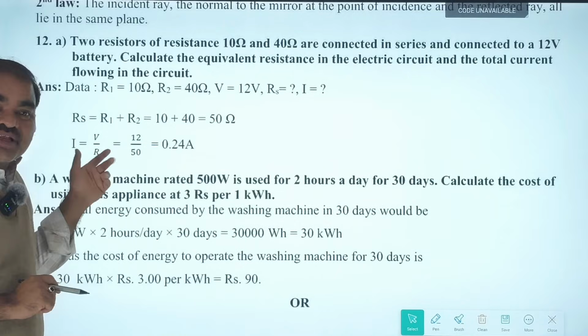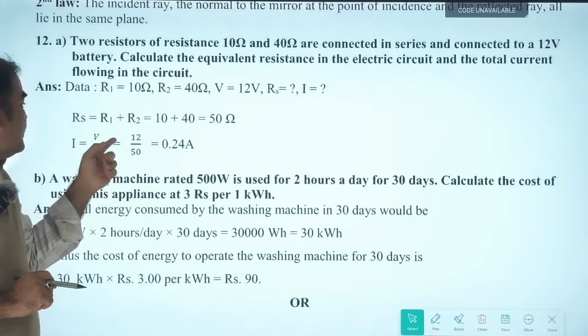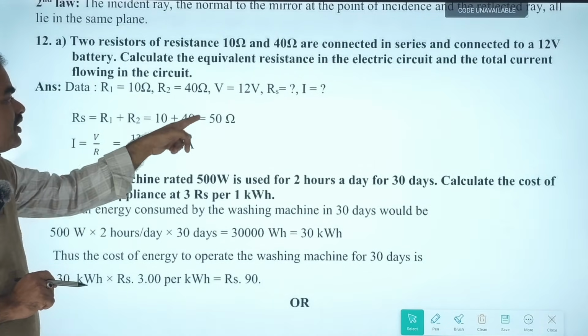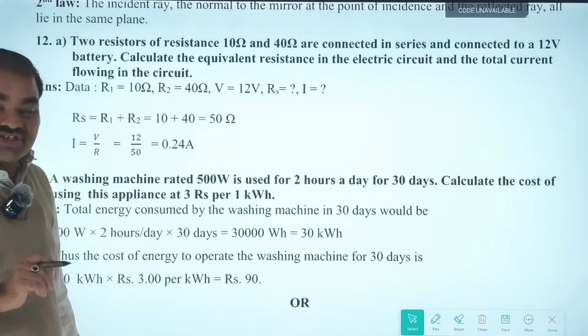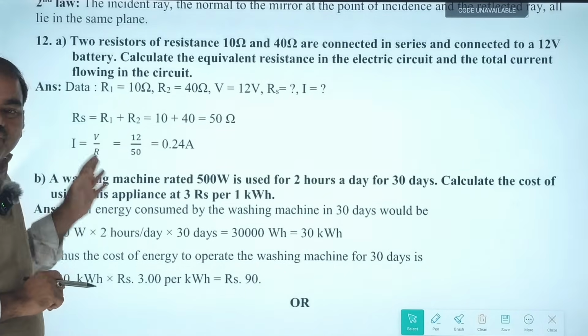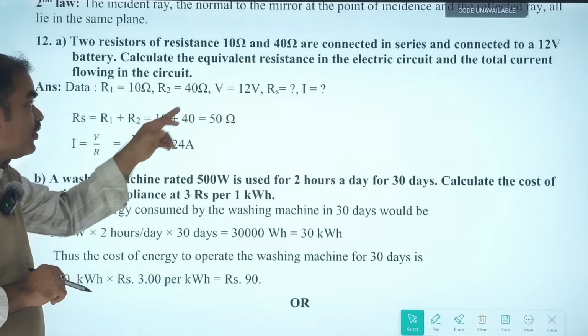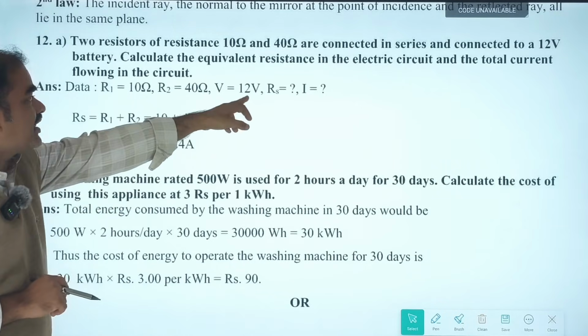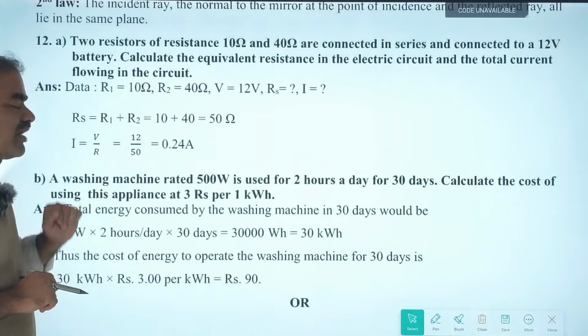We know that Rs is the sum of the resistances. So R1 plus R2, 10 plus 40, is 50 ohm. That is the total resistance. And I equals V by R is the formula. Voltage is given, and the resistance we got here is 50. So 12 by 50 is what?